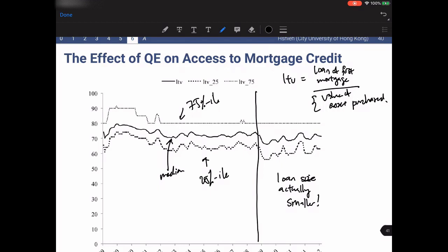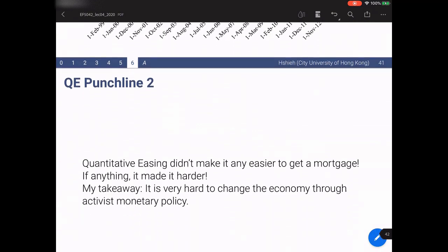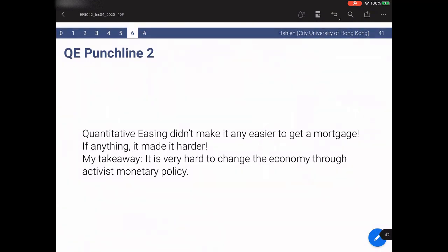So the punchline of these graphs that I just showed you: quantitative easing didn't make it any easier to get a mortgage, at least for new houses. It did allow some investors and households to refinance their debt, but it seems quite minimal. And so it's actually very hard to change the economy through active policy, at least from the household's perspective. For firms, however, it's also actively debated.